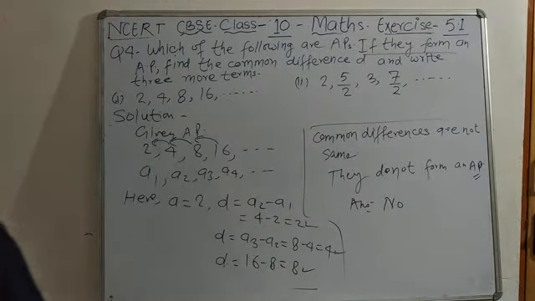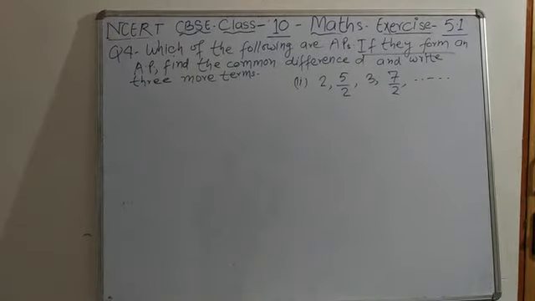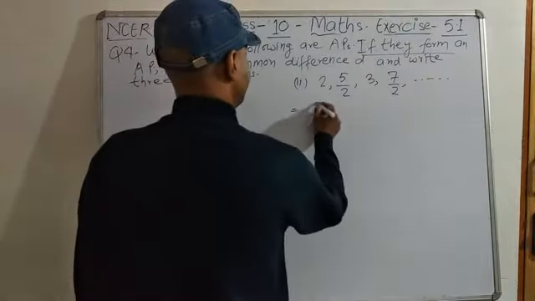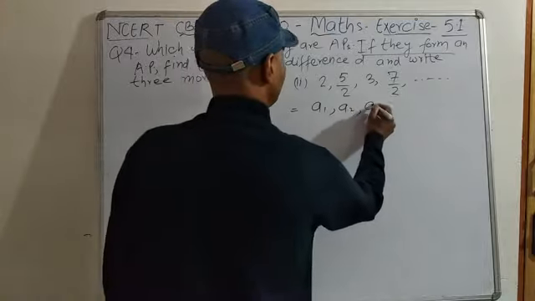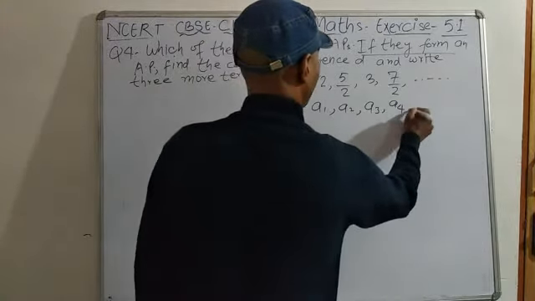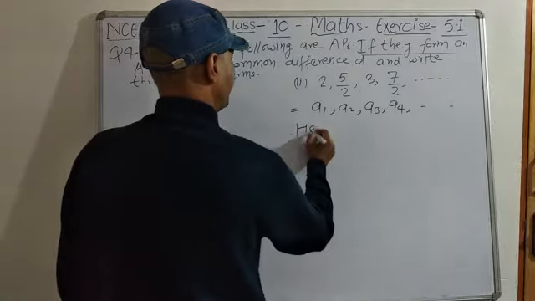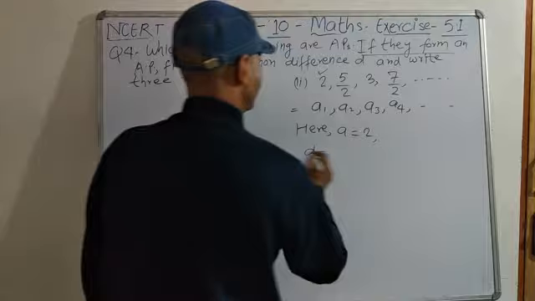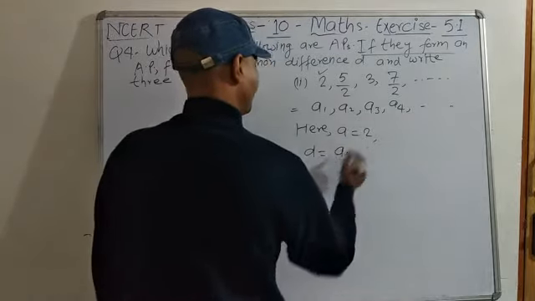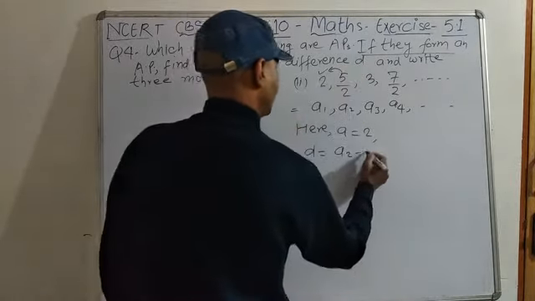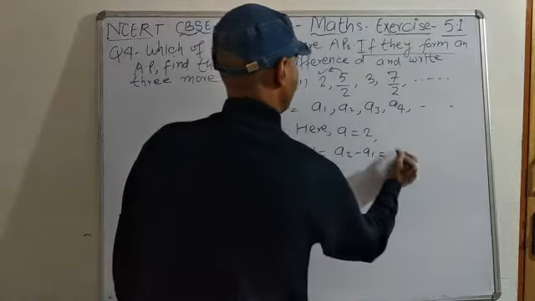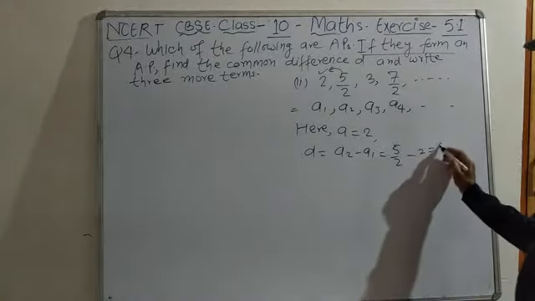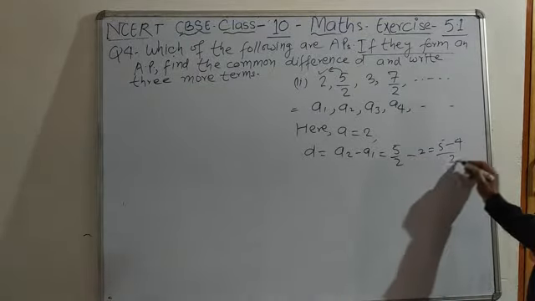Difference. Now see next. Now number second is, it is A1, it is A2, A3, it is A4 and so on. Here A is equal to these two and common difference D is, first common difference A2 minus A1. That means A2 is 5 by 2, A1 is 2, so 5 minus 4 by 2, getting 1 by 2.